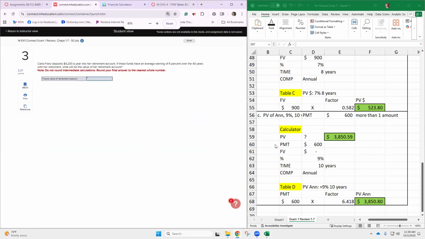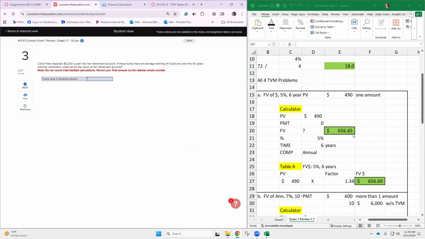Now we're getting down to just some different ones here. All right, this one, and I'll pick one of these calculations now because I've got an example of all 4 of them. I should just be able to use whatever I need. So Carla France deposits $4,200 a year into her retirement account. If these funds have an average earning of 6% in 40 years. So this is growing your retirement fund. So the plan is to put that aside year after year after year, which is an annuity. We're trying to find out what it will be 40 years from now.